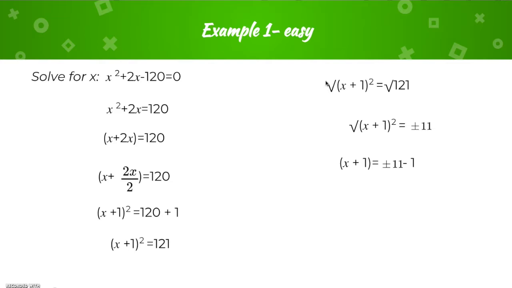And you're doing it minus 1 since you're trying to solve for x. This meaning you're trying to isolate x. So you subtract 1 from the left side, so you also need to do that on the right side. So your final answer is x equals 10 or x equals negative 12, because minus 11 minus 1 equals minus 12, and plus 11 minus 1 equals 10.